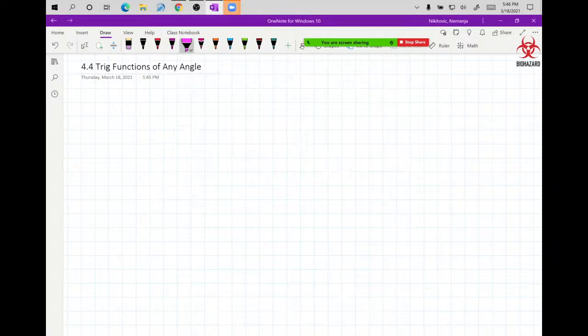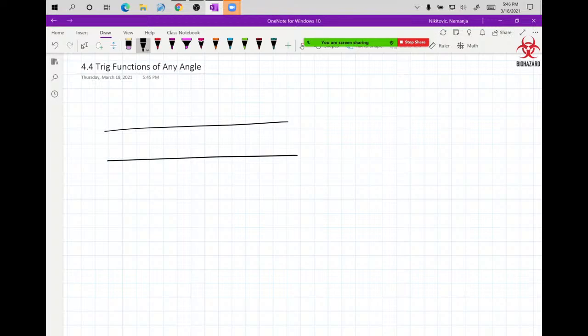Hello and welcome back to Precalculus. The goal for today is to learn how to deal with large angles and how to find the trigonometric values for those angles. Last class, we discovered the very simple chart with the trig values in it.